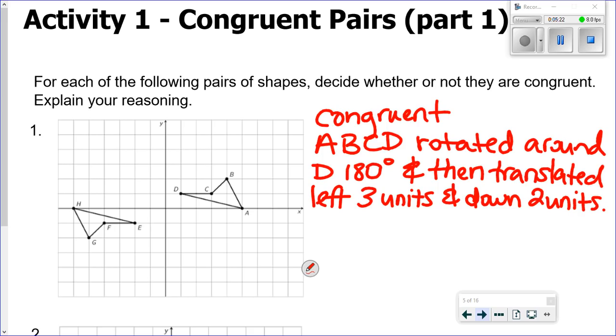If you discovered a different way to prove congruency, that is fine. Just double check it and make sure it works through rigid transformations. If you were unable to prove congruency, please pause the video at this time and go ahead and try the rigid transformations that I just shared with you. Let's take a look at problem number 2.